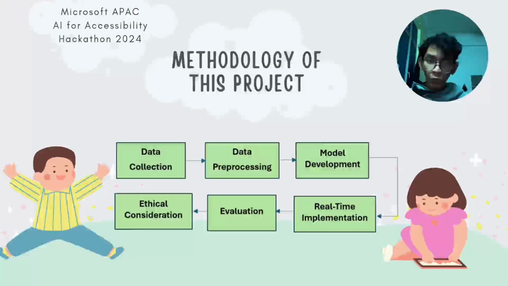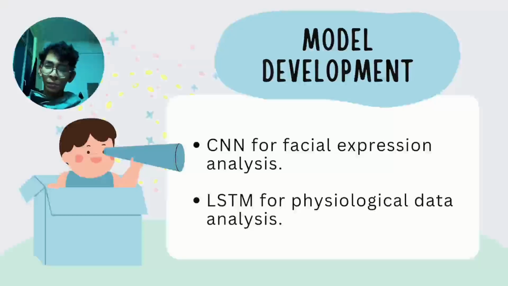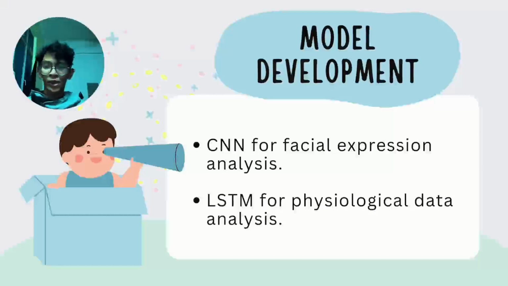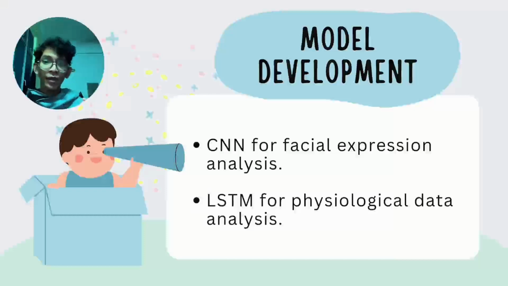Then we're going to evaluate the system based on its accuracy, precision, and recall. Lastly, ethical consideration, such as we're not going to use the data for personal use. Ensure ethical standards are met. About model development, we all know we're going to use deep learning, but the expected deep learning models we're going to use are CNN for facial expression analysis and LSTM for physiological data analysis.